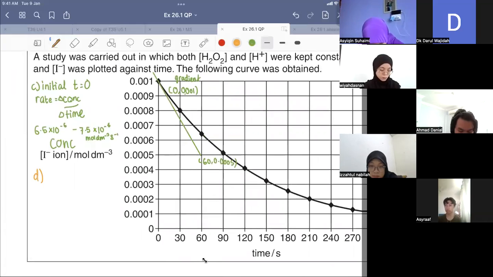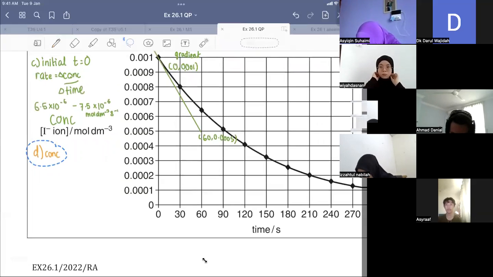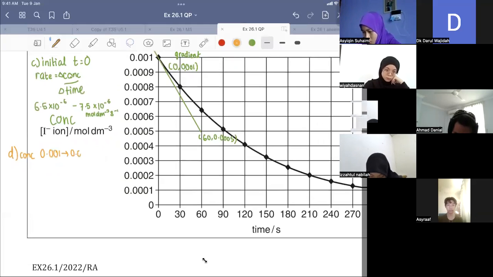Now, a lot of students always get your half-life confused. So what I'm going to do is I'm going to write it out. Concentration. So your first half-life would be, half-life is the time taken for the concentration to drop by half. So if you start with a concentration 0.001, half of that would be 0.0005. And half of that would be 0.00025.